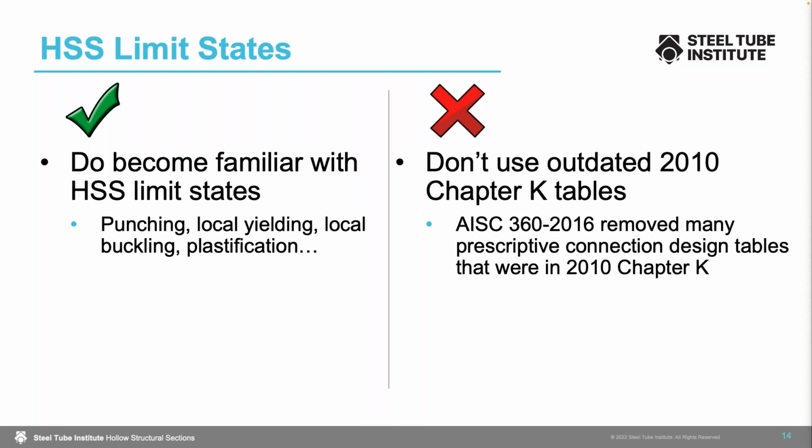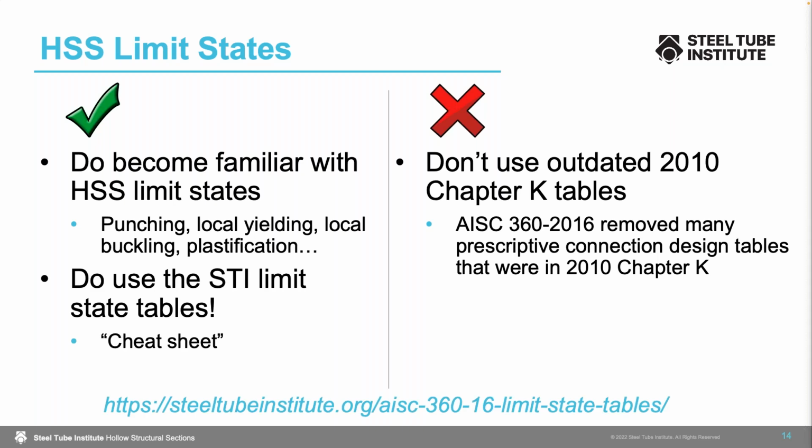But during that change with those tables that were removed in 2010 and now referring back to formulas in 2016, there became a need for a roadmap or a cheat sheet to go between the two and to help engineers when you're looking at the wall and the limit state of an HSS. So we created the Steel Tube Institute limit state tables. And like I said, this is a cheat sheet that helps you understand each limit state that is required to be checked for your connection types. So we want to make sure that you're moving away from the outdated 2010 Chapter K tables and using 2016, and the STI limit state table is a great way to do that.